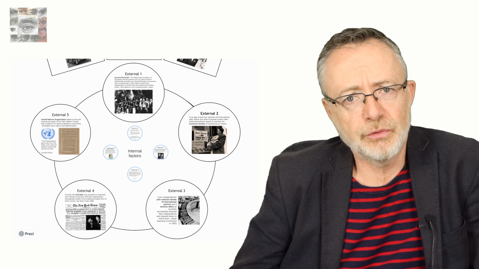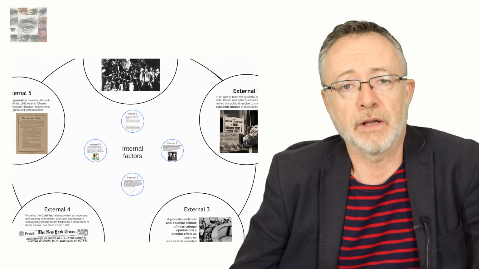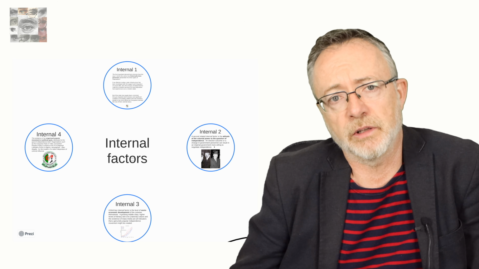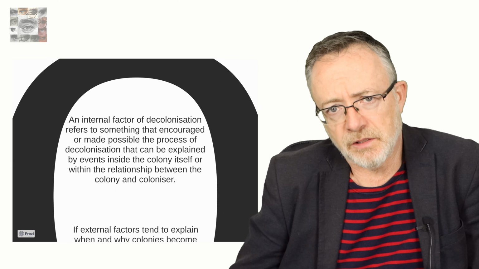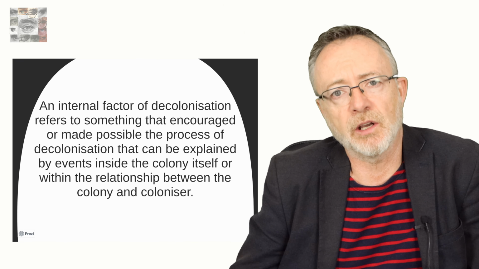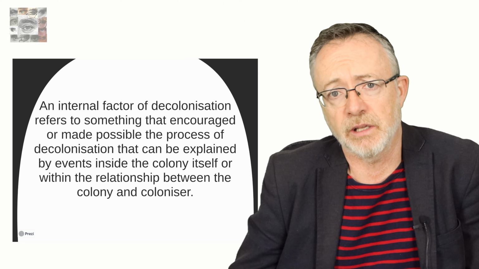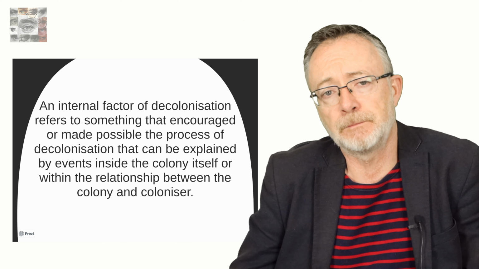So returning to the diagram, in addition to the 5 external factors, we can also identify 4 internal factors, which in particular help to explain the nature of the decolonisation process. An internal factor of decolonisation refers to something that encouraged the process of decolonisation that can be explained by events inside the colony itself or within the relationship between the colony and the coloniser.